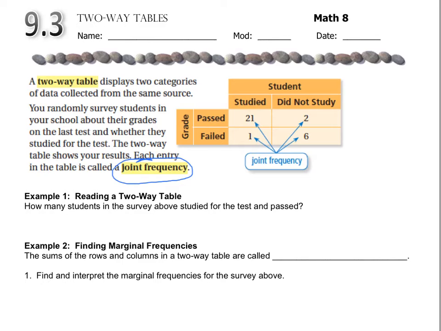Question one is: how many students in the survey above studied for the test and passed? What we want to do is find the area where they studied, which is right here down the column, and passed. That would be this number right here. That's where they intersected. And so the answer to this question is 21 students.